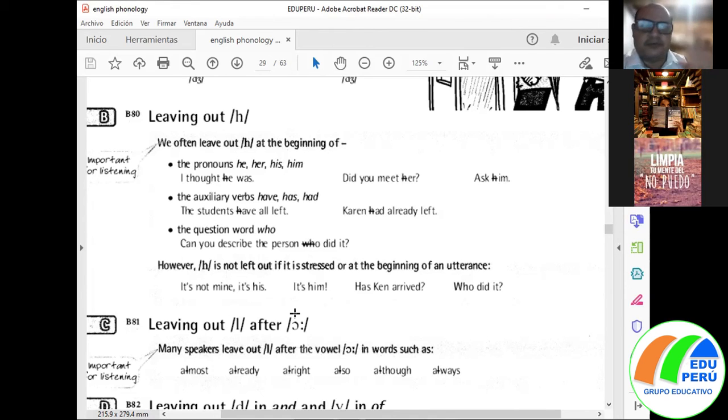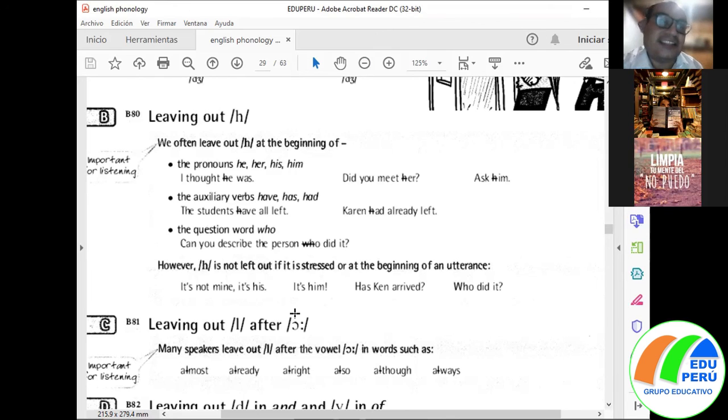However, notice there's some exception. H is not left out if it is stressed. We were talking about it in the weak forms and strong forms. It's not left out if it is stressed or at the beginning of an utterance. An utterance is similar to a sentence, a statement, but made in an oral way, not in a written way.